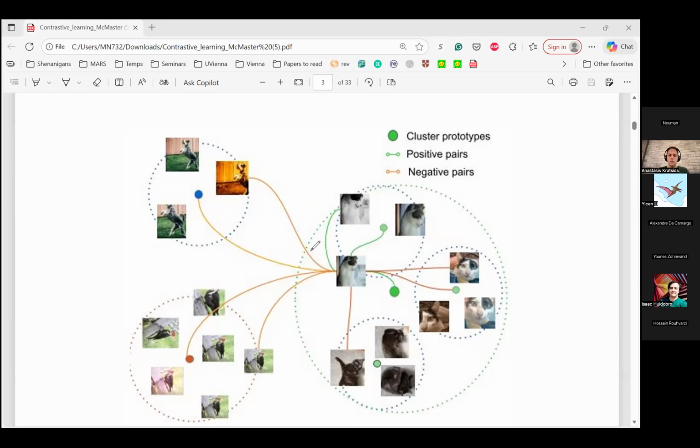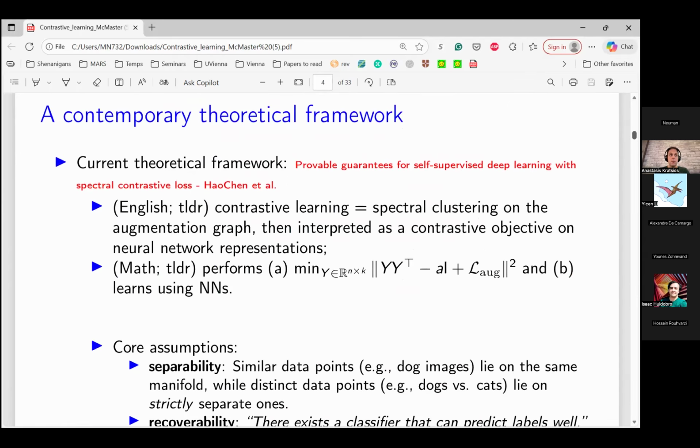So in other words, what we do mathematically is just give a weighted graph where the edge weight is going to quantify the similarity between points. Okay, all right. Now, what's up with the theory for contrastive learning?